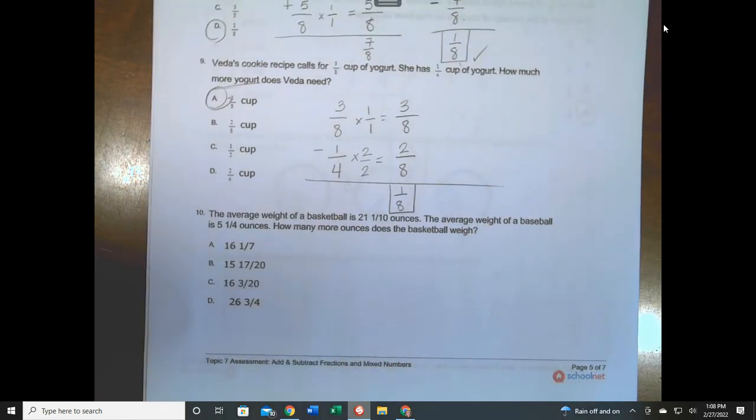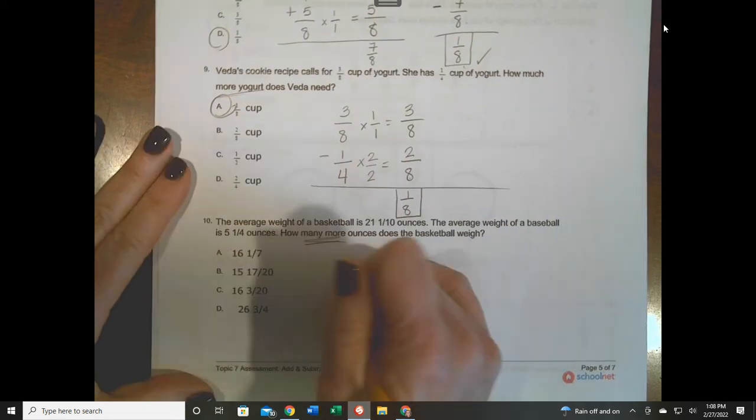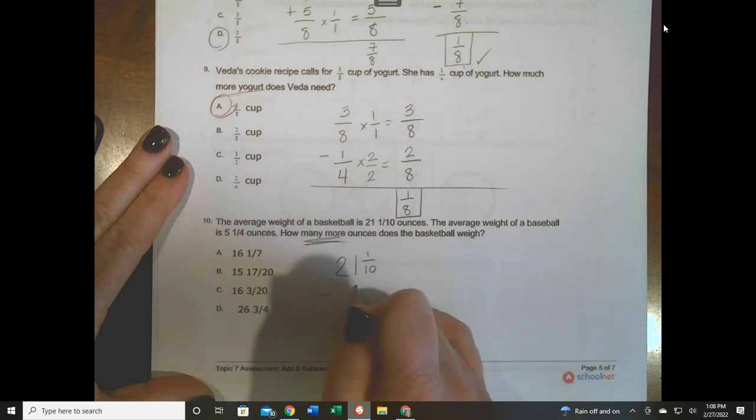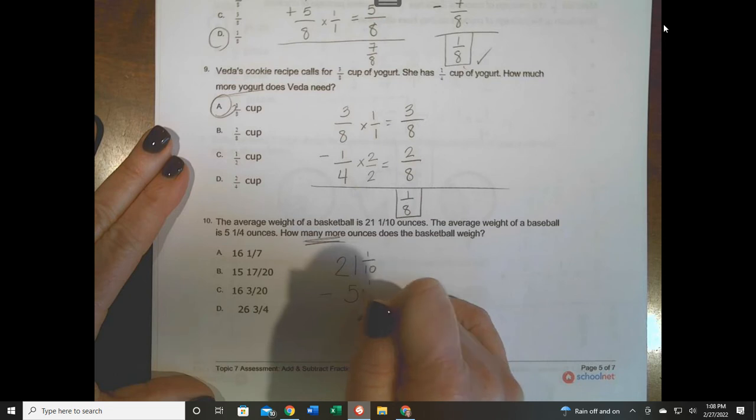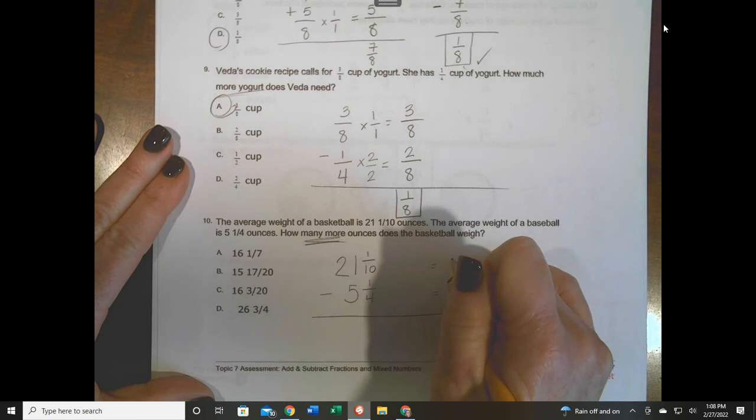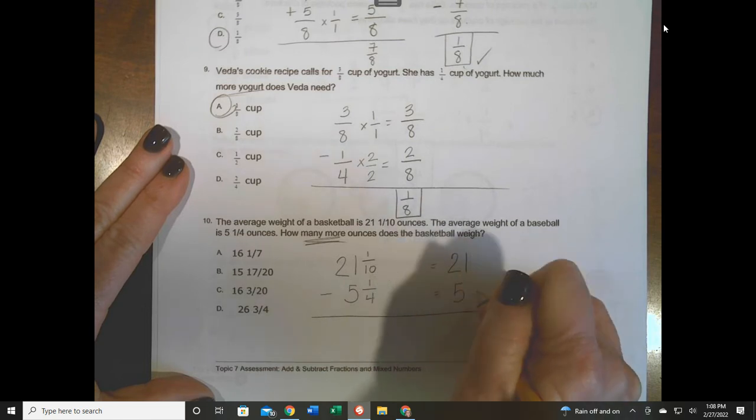All right, number 10. The average weight of a basketball is 21 1/10 ounces. The average weight of a baseball is 5 1/4 ounces. How many more ounces does the basketball weigh? That's indicative that we're going to subtract. So from the basketball weight, 21 1/10 ounces, I'm going to subtract the baseball's weight of 5 1/4 ounces. I already see I have unlike denominators. Bringing over the whole numbers and the fraction bars.